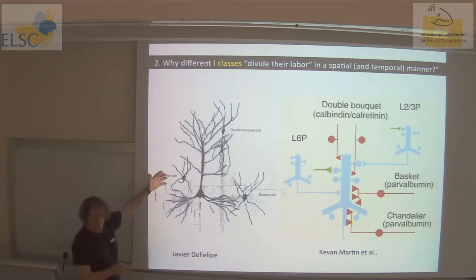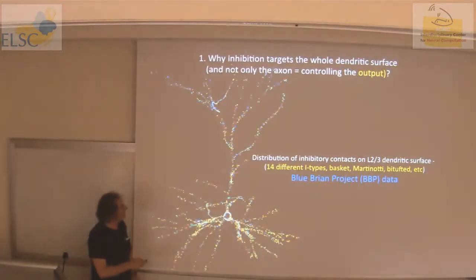So this is the first Y. Oh, there was another Y that I forgot. This was the first one. The first one, the most basic one, is: why does inhibition cover the whole dendritic tree?